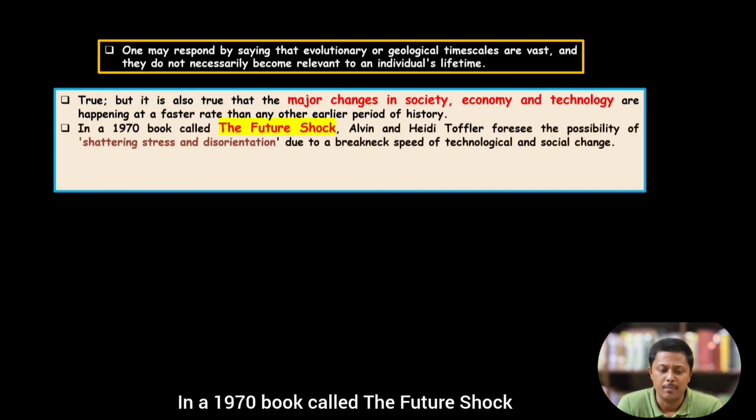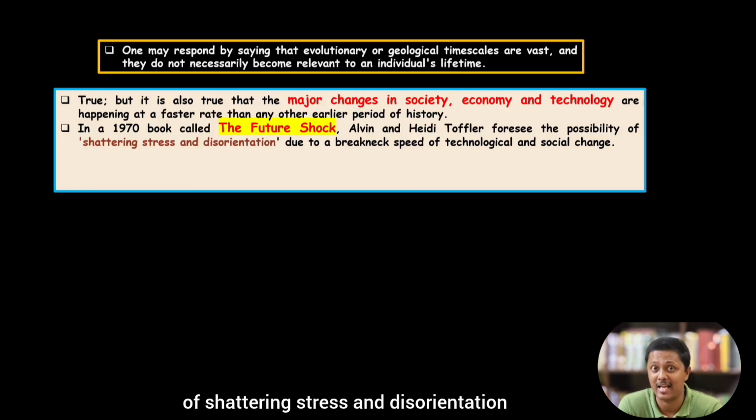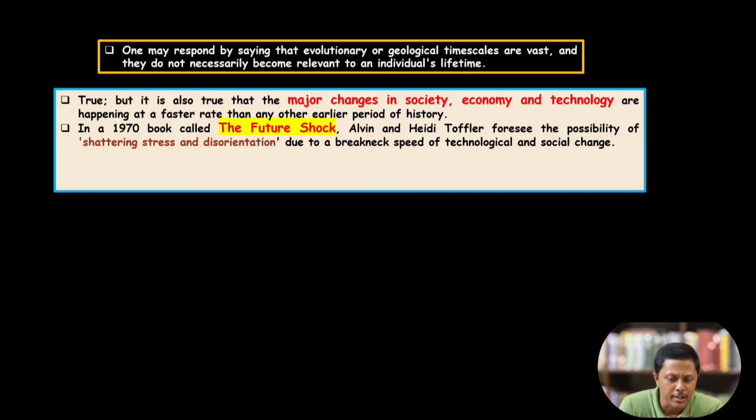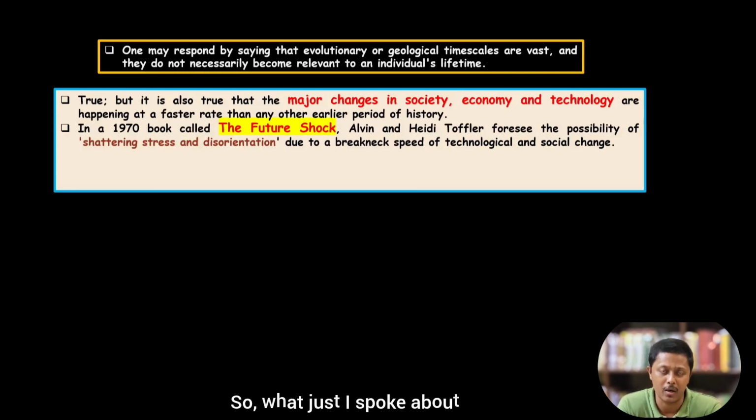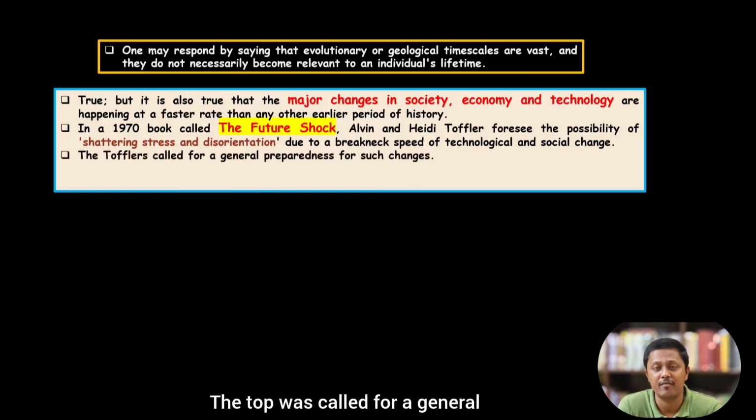In a 1970 book called Future Shock, Alvin and Heidi Toffler foresaw the possibility of shattering stress and disorientation due to the breakneck speed of technological and social change. So, what I just spoke about is a technological and social change in society, and the speed is rapid. With the examples, you will understand the speed of this rapid change. The book called for a general preparedness for such changes. And yes, you have to be prepared for this.